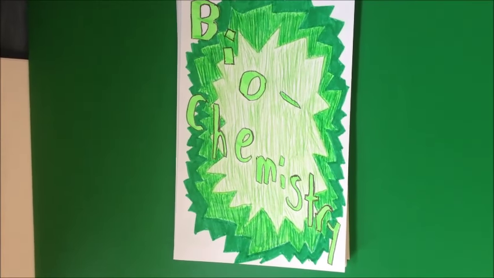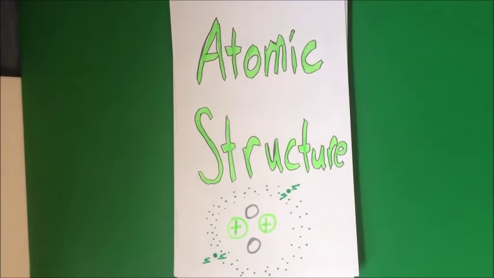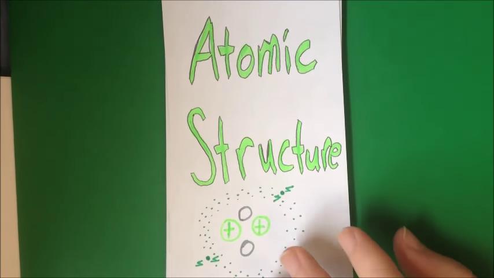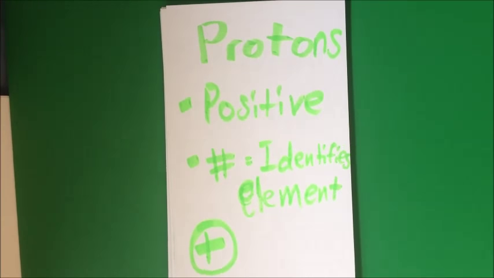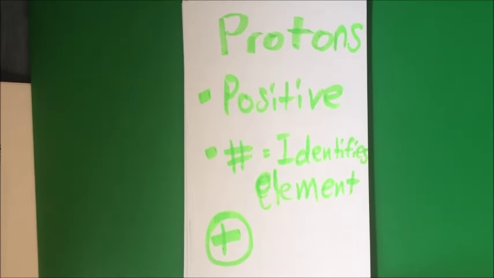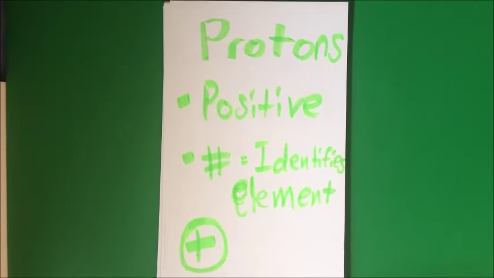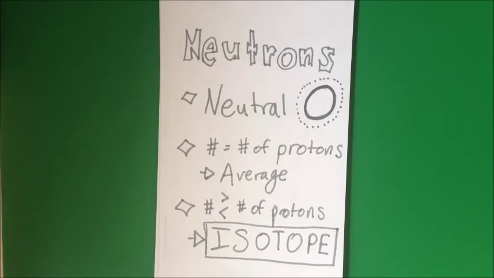All about biochemistry. First off, atomic structure. To begin with, a proton is the first main part of an atom. Protons have a positive charge, and the number of protons in an atom identifies it as a certain element on the periodic table. Secondly, there are neutrons.